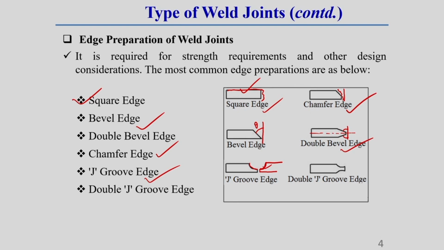Once the plate thickness is on the higher side, then we can make double J groove edge preparation. That means on both sides of the plate we can make a J groove. As two different grooves are made on both sides, that is why it is called double J groove edge preparation. So, these are the very common edge preparations which we generally use depending upon the plate thickness and the situation. These are required for strength requirements and some design considerations.